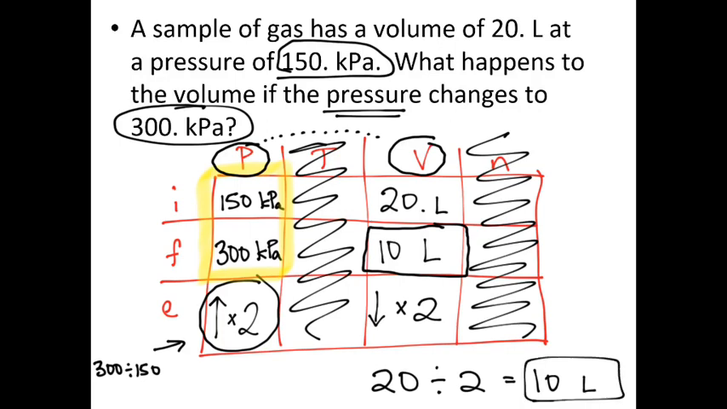So if I need to make a variable go up, I'll multiply times whatever. Maybe times 2, maybe times 20 or 5, depending on what the problem's all about. If I need to make a variable go down, I divide.